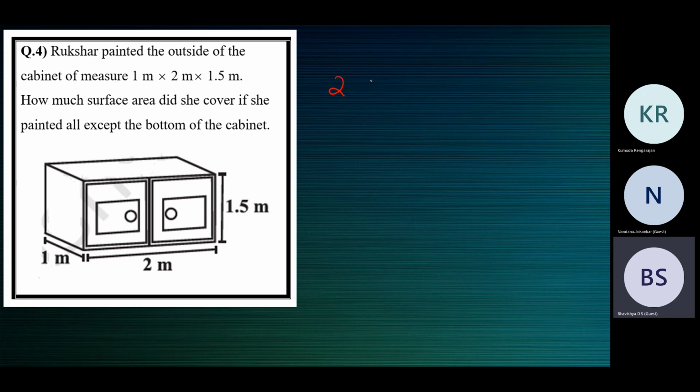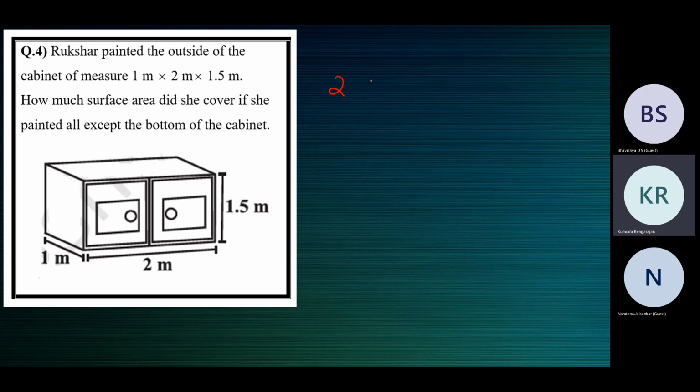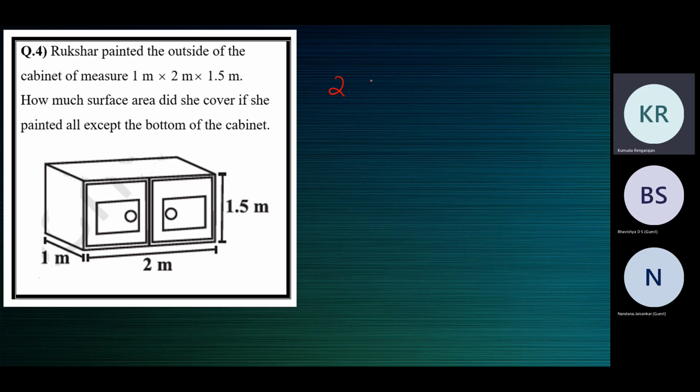Ma'am, only 1 LB she's painting. Yeah, she's painted only 1 LB. Think about what she's painted. She's painted the 4 vertical surfaces. That is the curved surface area she's painted. And then the top she's painted, but she's not painted the bottom. So she's painted only CSA and the top.